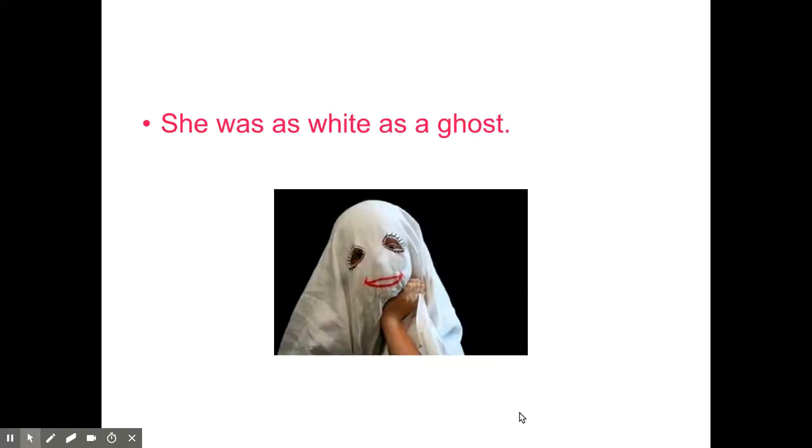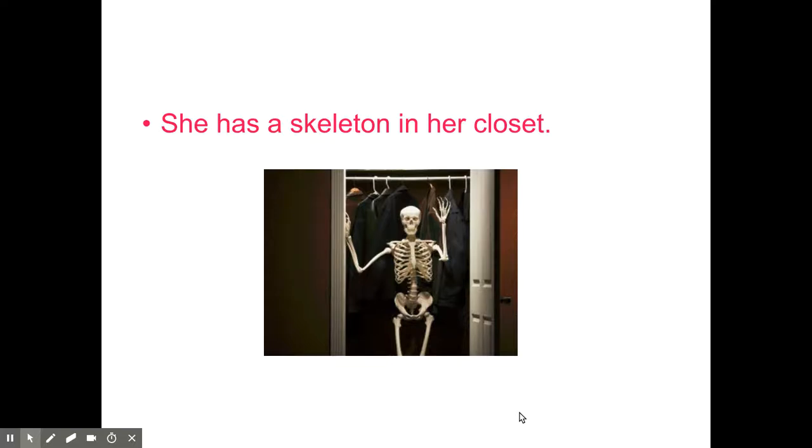Pop! Onomatopoeia. She was as white as a ghost. Simile. She has a skeleton in her closet. Hyperbole, because no one has skeletons in their closet unless they're crazy. And again, we're talking about figurative language, not literal language.